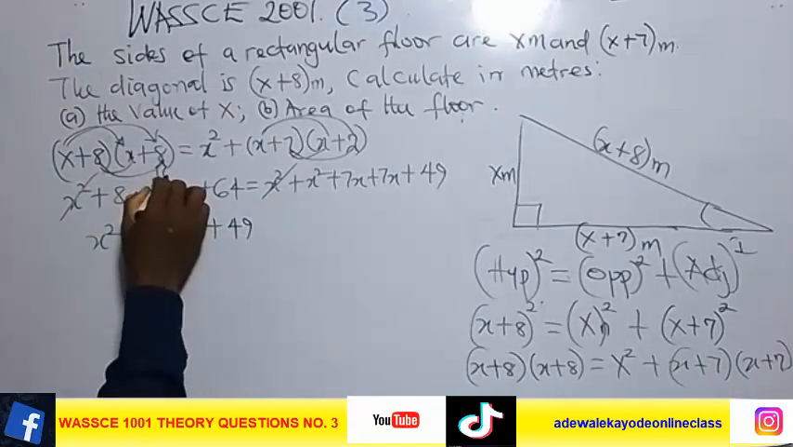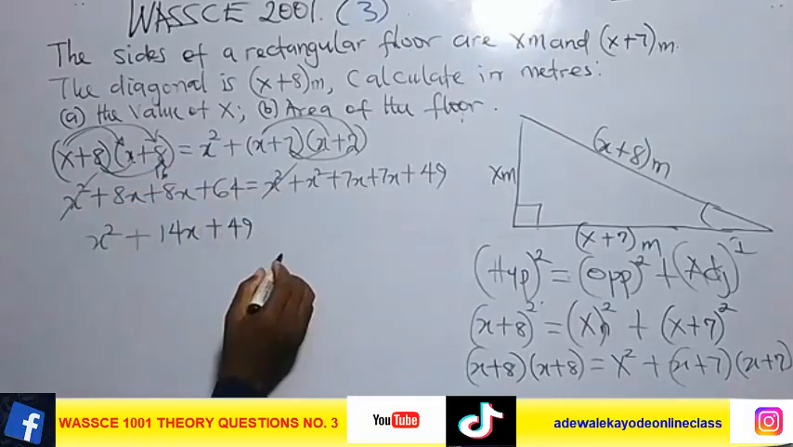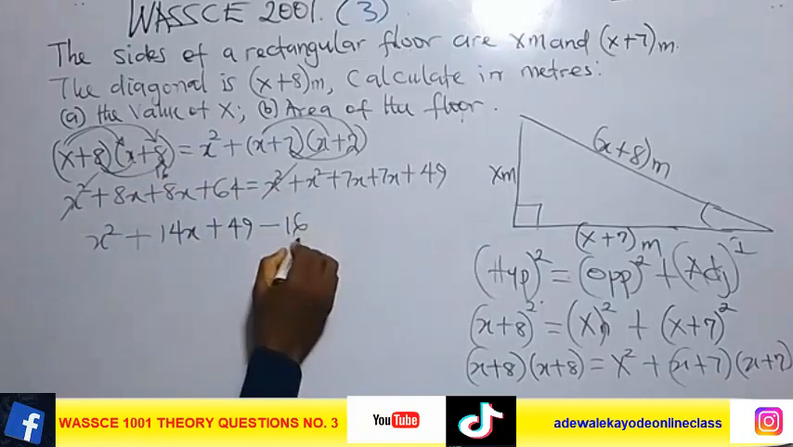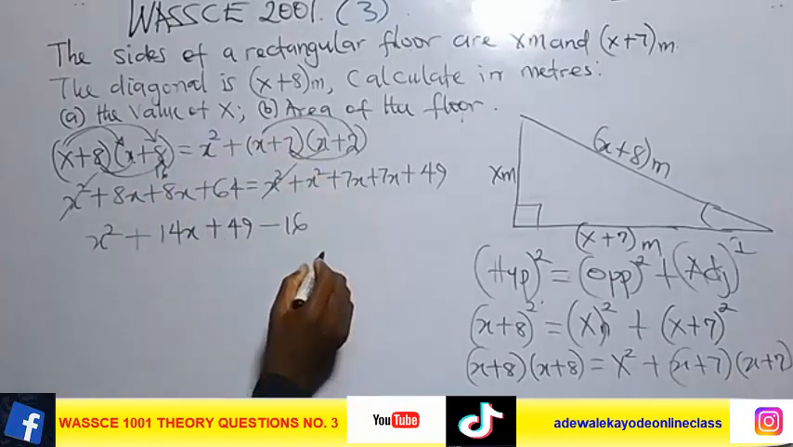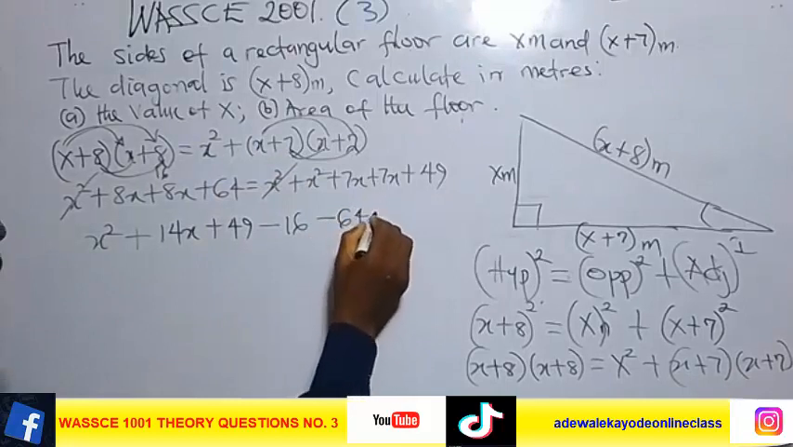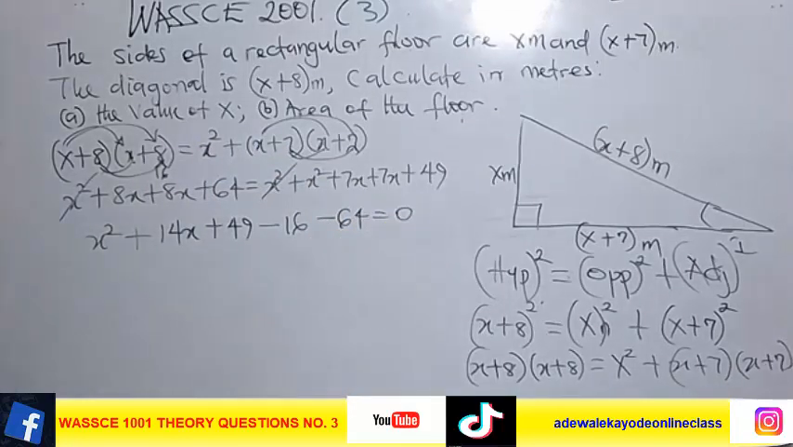This plus this is 16. So once it crosses the equality sign, that becomes minus 16x. Once these two cross the equality sign, that becomes minus 64. And everything is equal to 0. See, this is now becoming something similar to what we know.